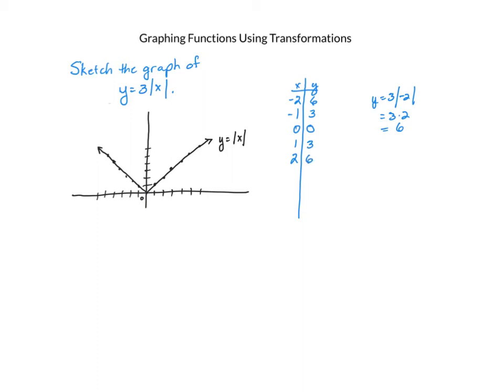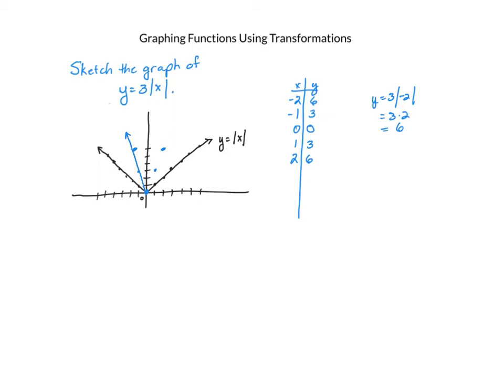So if we plot these points, I would have -2, 6. Notice it's up here. Similarly, 2 is at +6 as well. -1 is at 3, and 1 is at 3. And 0, 0 stays right where it is. And here's what the graph looks like.